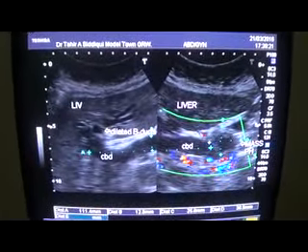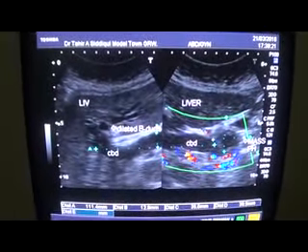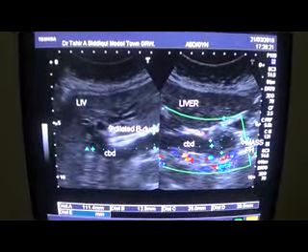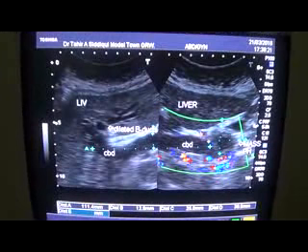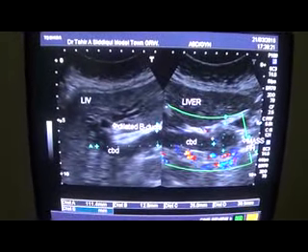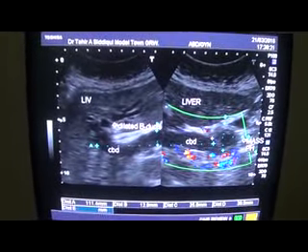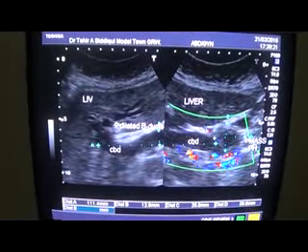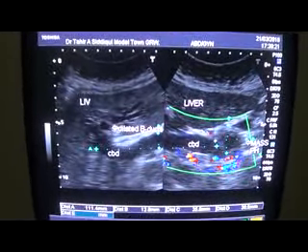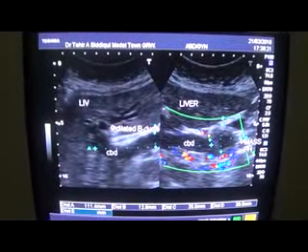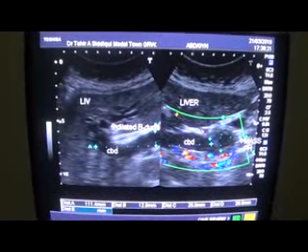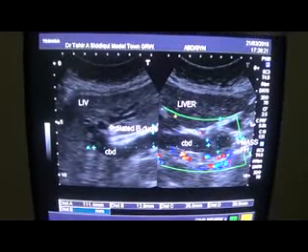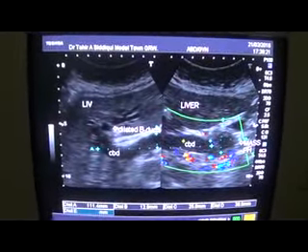Well, this frozen image on the ultrasound screen is that of a 65-year-old female referred for a mass in the region of the right hypochondrium with itching, severe itching, and jaundice. I've frozen this image intentionally because almost a full summary is there in this frozen image.